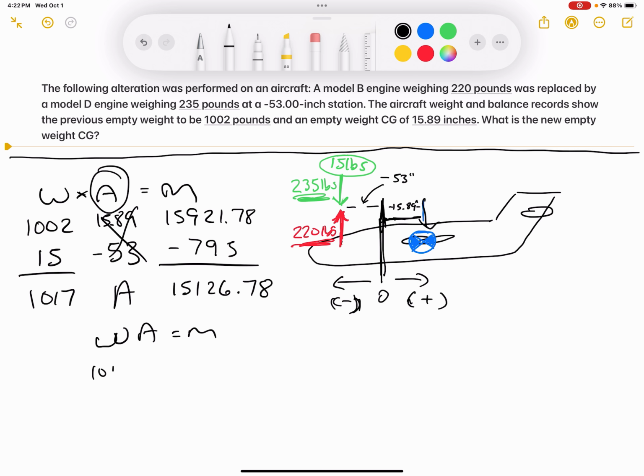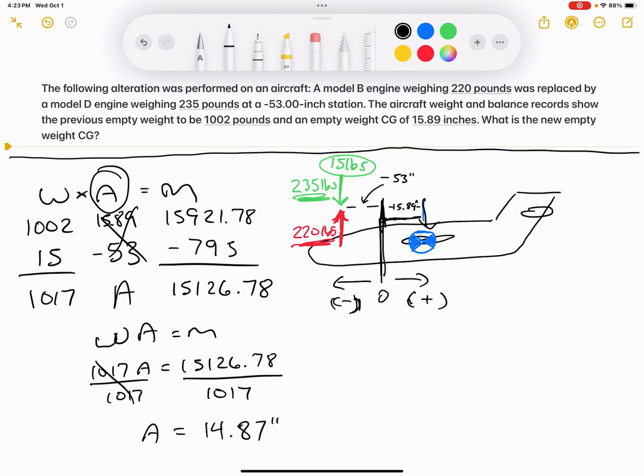Weight is 1,017 times the arm equals 126.78. So we're going to divide this side by 1,017. Anything divided by itself is 1, and we're going to divide this side by 1,017. So we know that our arm now is equal to 14.87 inches from the datum. So this actually moved forward slightly, by around an inch.